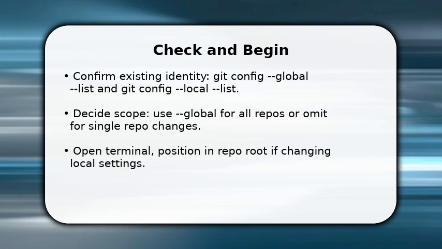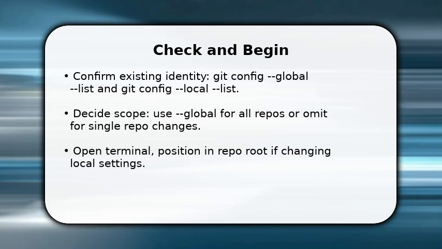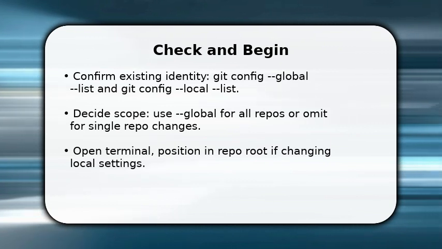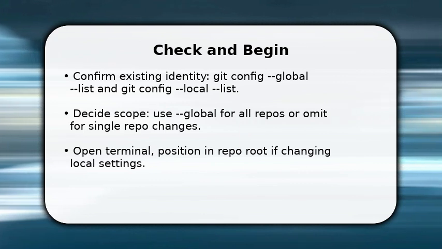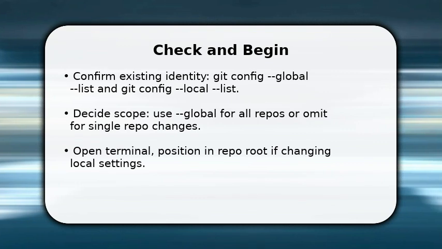You start by confirming what Git already knows about you. Run git config --global --list to see global identity, and git config --local --list inside a repo to compare. Once done, decide whether you want this change to apply to every repository, use global, or only to the current repo. Now open a terminal at the repository root if you're doing a local change, because the next commands write directly into Git's configuration files and must run in the intended scope.